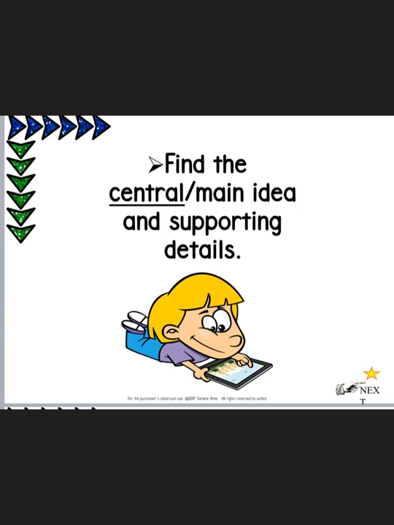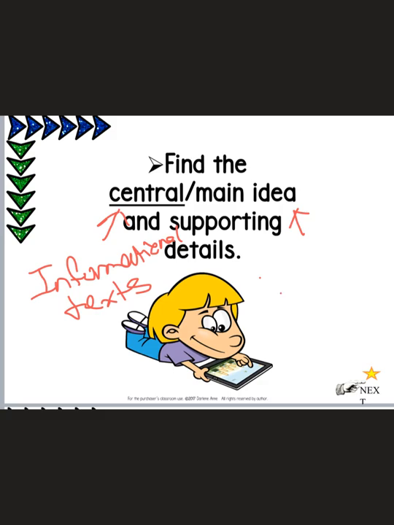Well, there it is again. The central idea and the main idea, including its supporting details. Central idea, of course, is for your informational text, and your main idea is for your fiction or your literature. But it's also those supporting details that help develop the main idea or the central idea.